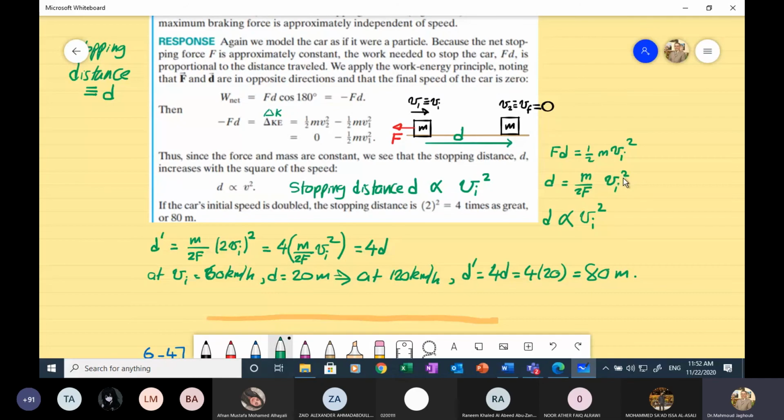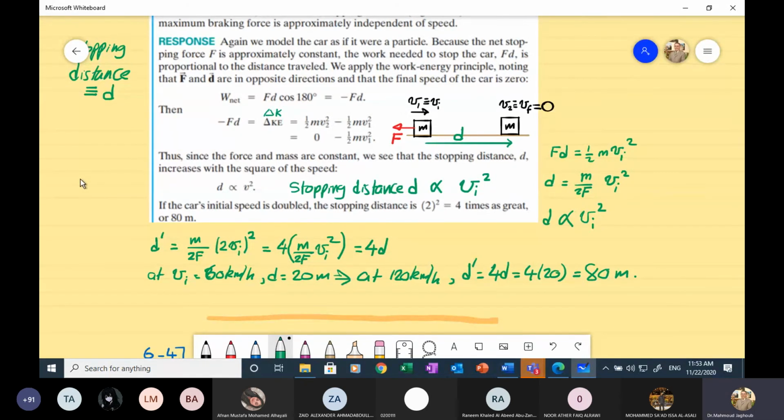Therefore, d, if you take m and F to be constant, is proportional to what? The initial velocity squared. The stopping distance is not related to v initial, it's related to v initial squared. In other words, it depends on the square of the initial velocity. What does this mean? When the speed was 60, the stopping distance was 20. Right. What happens when we double the speed?